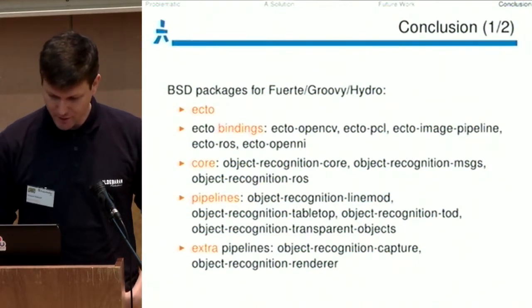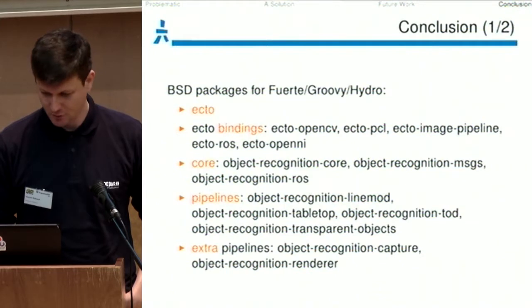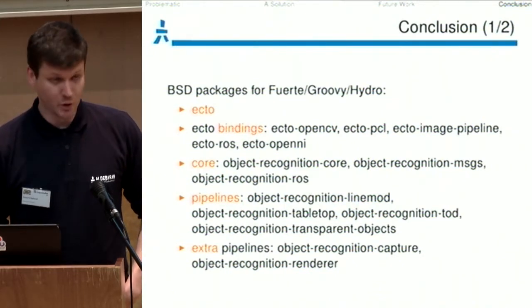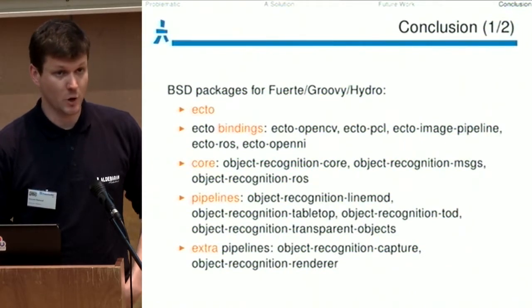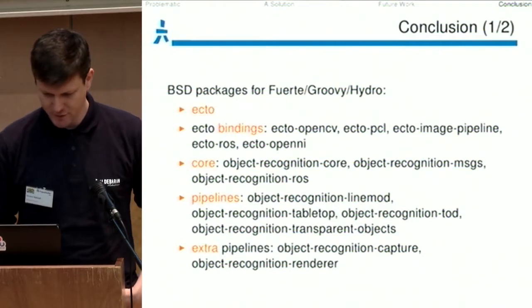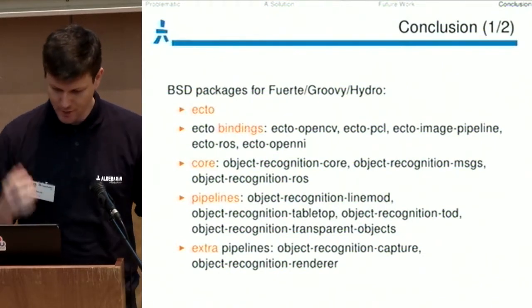Everything is out there already in packages. It's all BSD, C++, and Python. Ecto, you can even compile it without ROS. I mean, as I said, it doesn't depend on it. You just need Catkin. We got bindings for a bunch of libraries out there, OpenCV, and so on.